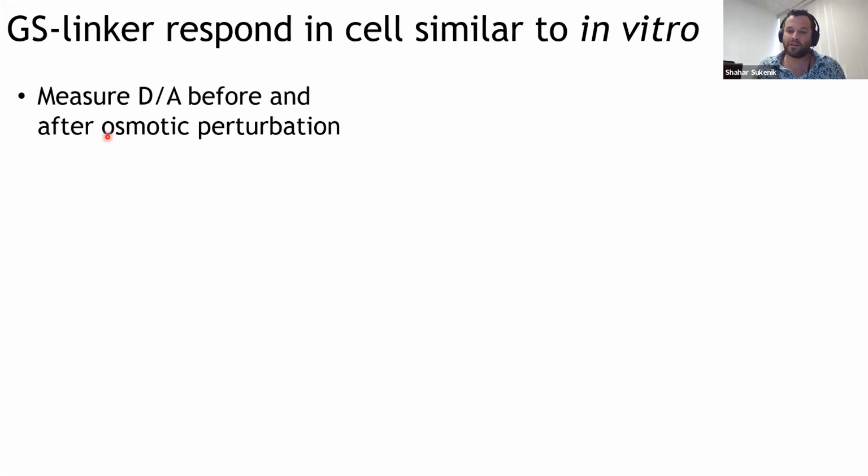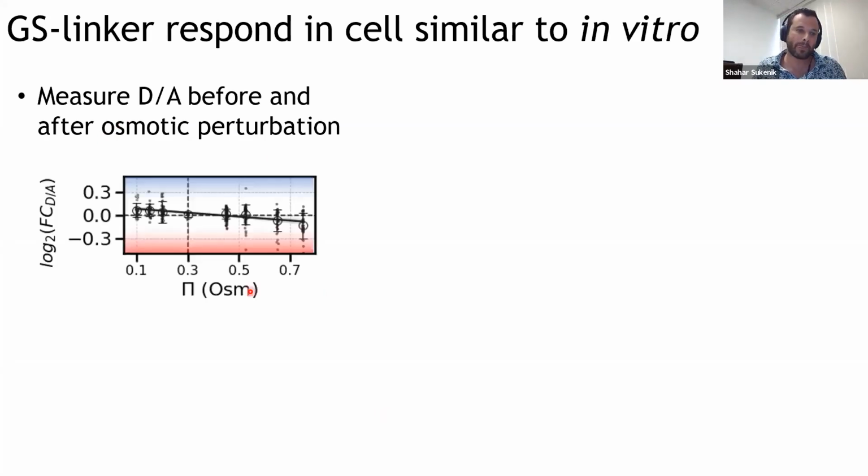What we do is we measure the D over A, the FRET signal inside the cell, before and after osmotic perturbation, and we plot it like this. On the y-axis is the fold change in D over A, which is after perturbation divided by before perturbation. On the x-axis, we see the osmotic pressure after the perturbation. On the left-hand side, we have hypoosmotic pressures, so the cell actually expands under those conditions. To the right of 0.3, we have hyperosmotic conditions, so the cell actually compacts. Isoosmotic conditions are 0.3 osmolar.